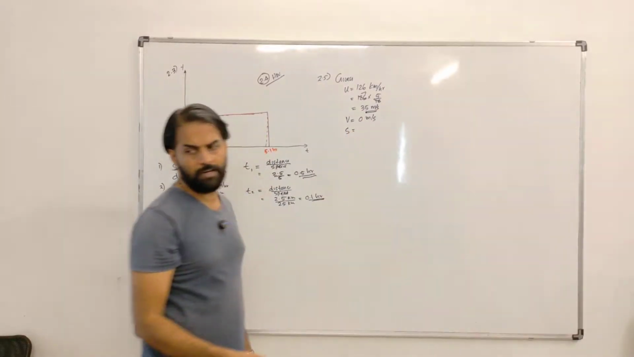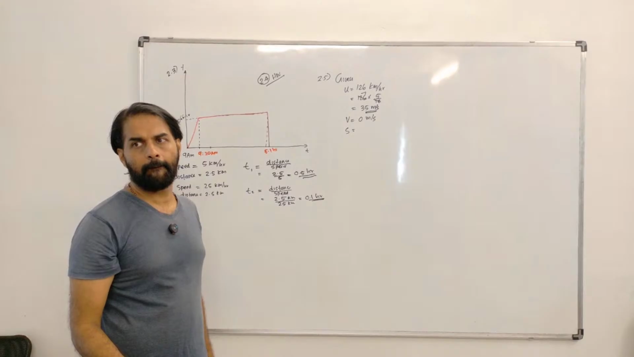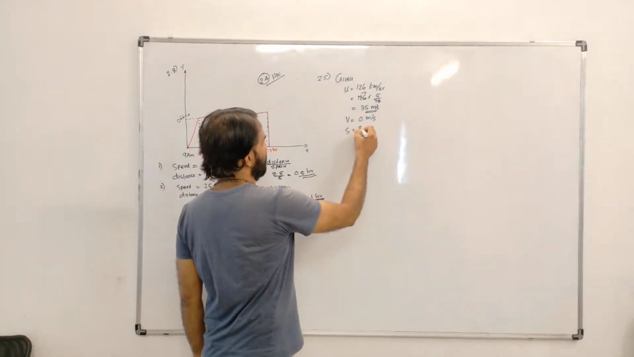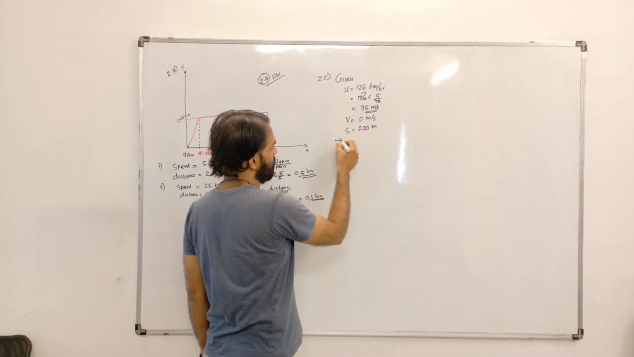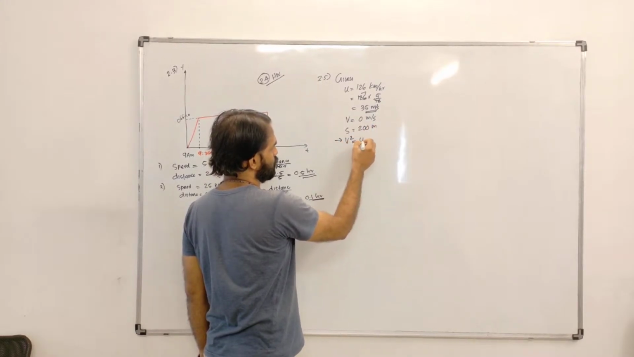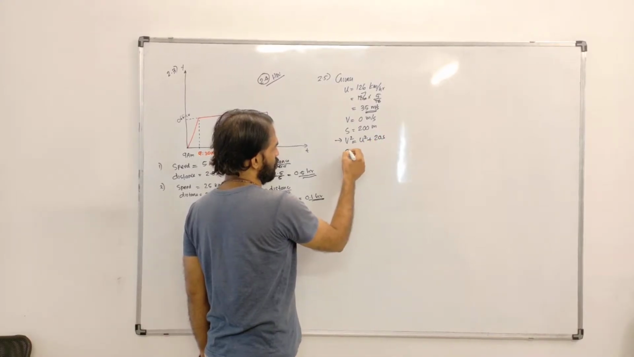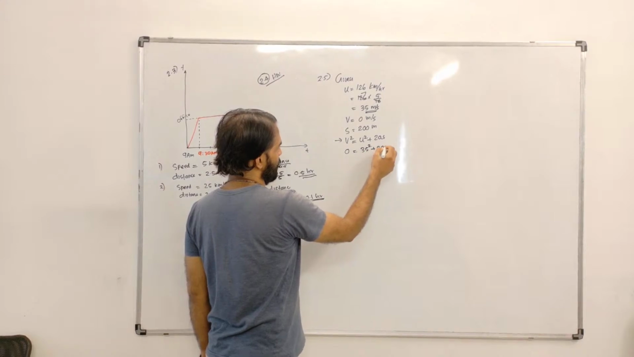Now the final velocity is 0 meters per second, and the distance traveled is 200 meters. I told you which formula to apply: v square is equal to u square plus 2as.